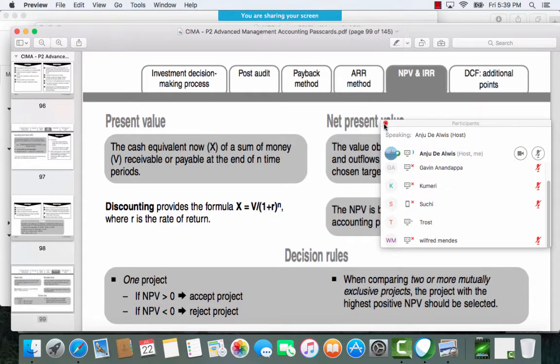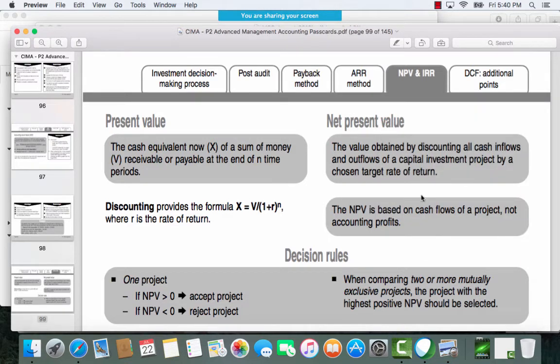Could be different sources of financing. Okay, so how would different sources of financing impact this? Good answer. Good answer.